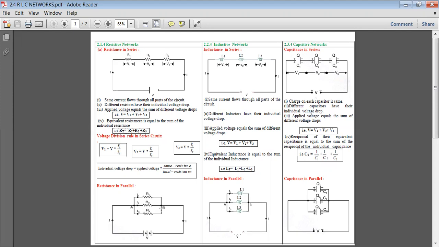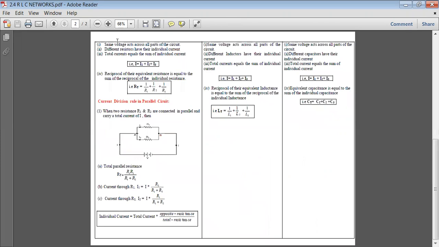Voltage is same in parallel circuits. You have to remember this one. Now come to the important points related to resistance in parallel. Same voltage acts across all parts of the circuit. What does it mean? Is the voltage across R1 the same as the applied voltage? The voltage across R2? The voltage across R3? The same voltage will apply across each element.